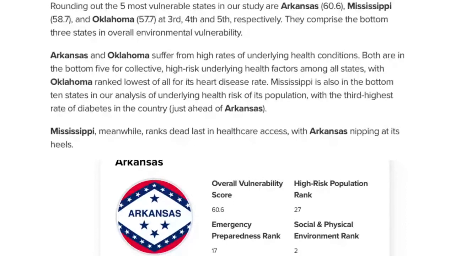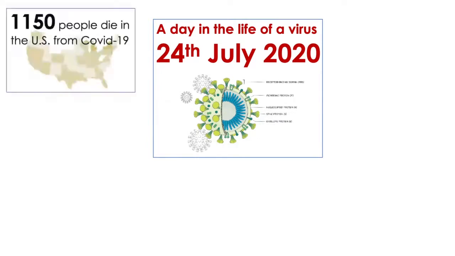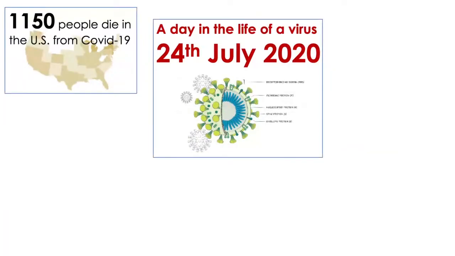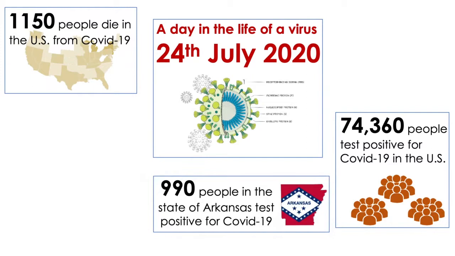So the next slide is, this is now September, but earlier this summer I gave a talk, and what I did is basically just say, okay, in one day, this day was the 24th of July, what's going on with COVID-19? And on that day, 1,150 people died in the US. 74,000 people tested positive. In Arkansas, 900 people. And if you read the newspaper today, I was reading it this morning, another 969 people tested positive today, or well, they announced it today. It would have been yesterday for COVID-19. So this is not really going away.